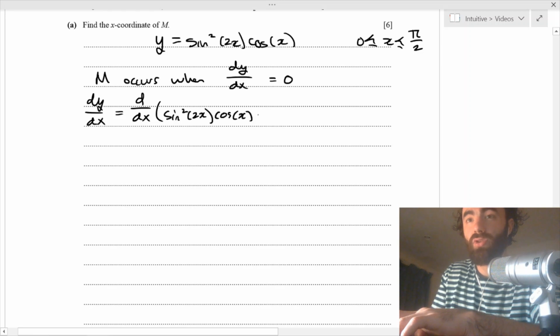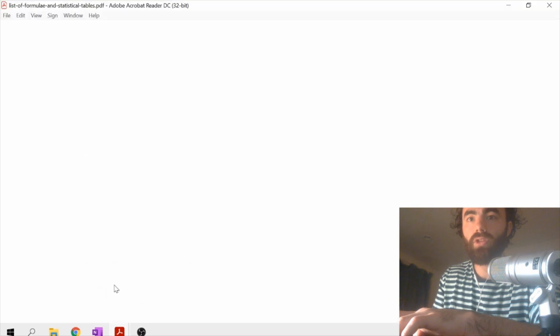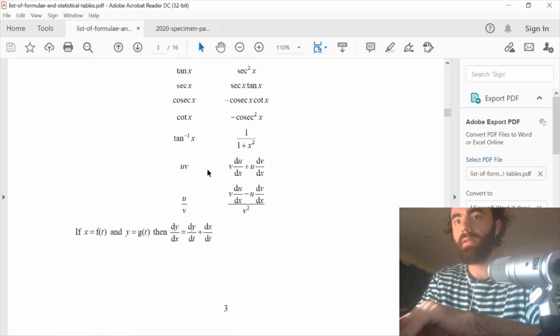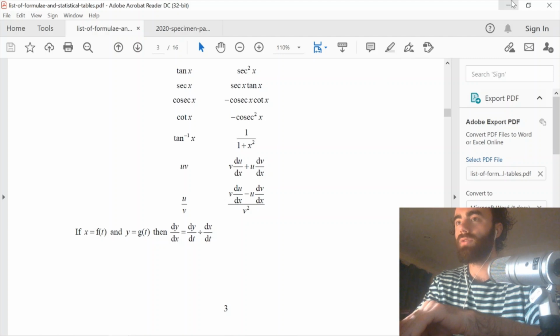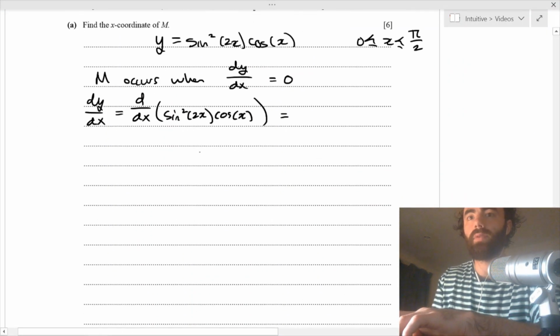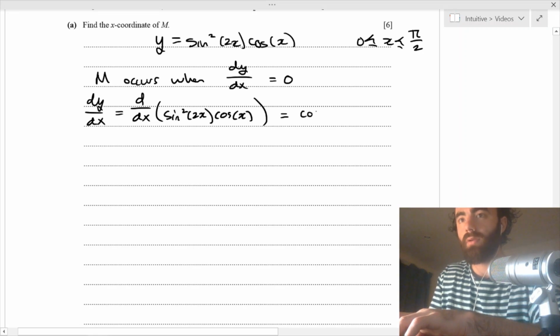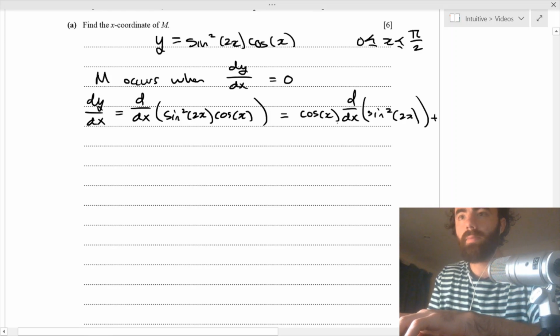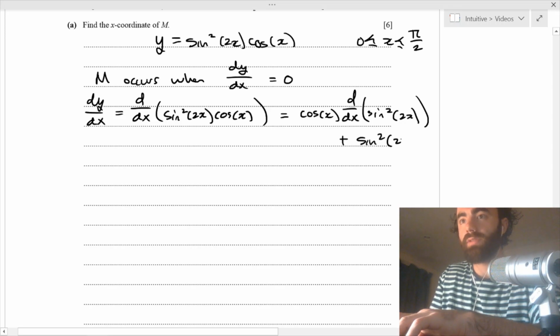Because we have two separate functions multiplied together, we have to use the product rule, which is on your formula sheet. It's here: for uv, we get v du plus u dv. So we can say this is our u and this is our v. So we get cos of x times d by dx of sine squared of 2x, plus sine. I'm just plugging this into that formula.